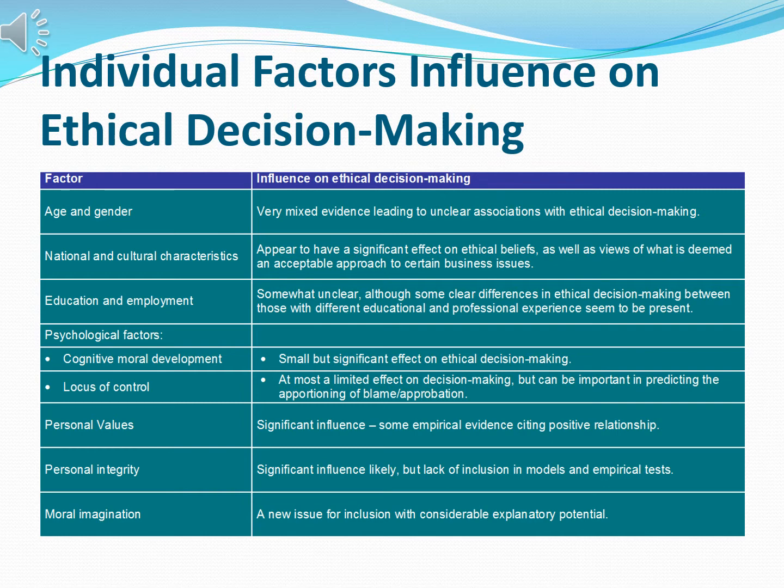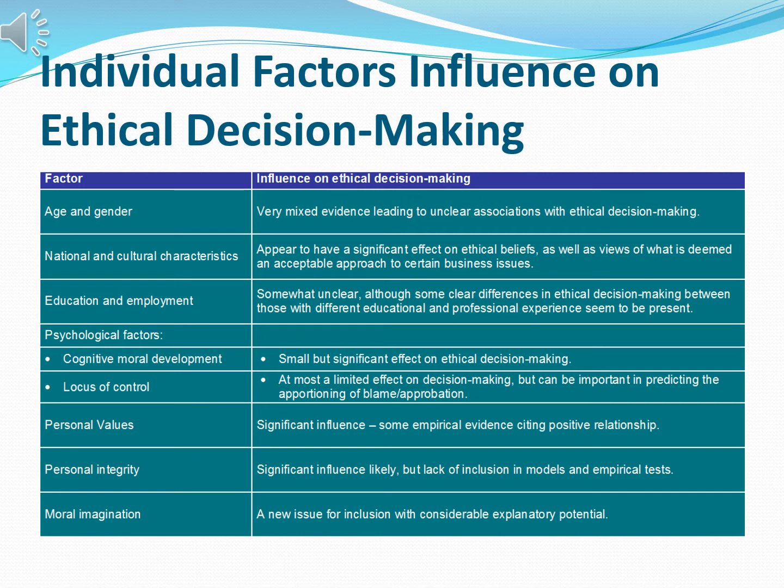There is evidence that age and gender influence the ethical decision making process, but it is not very clear, and the evidence is mixed. The next one is national and cultural characteristics, which appear to have a significant effect on ethical beliefs as well as views of what is deemed an acceptable approach to certain business issues. So national and cultural factors influence our ethical decision making, particularly in business issues.